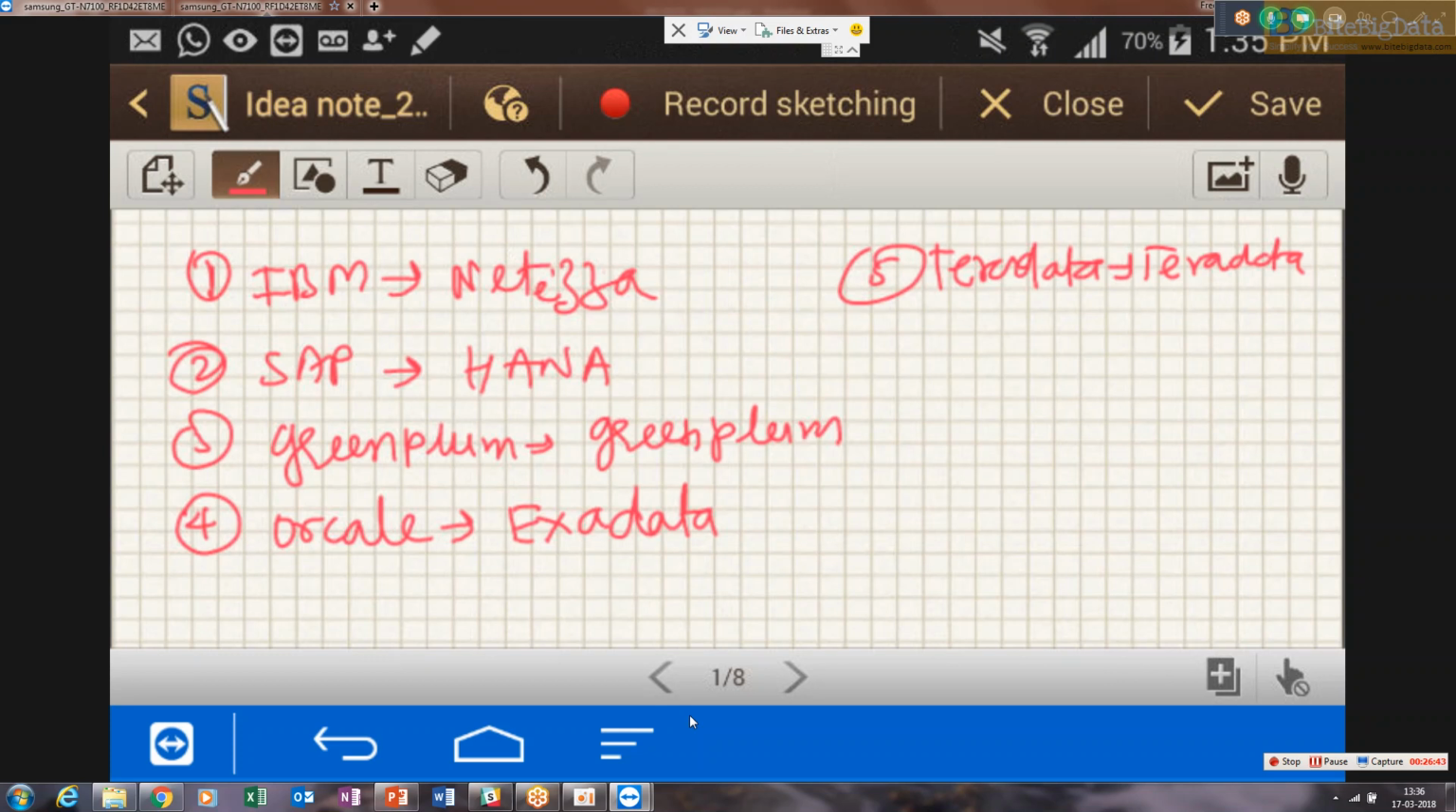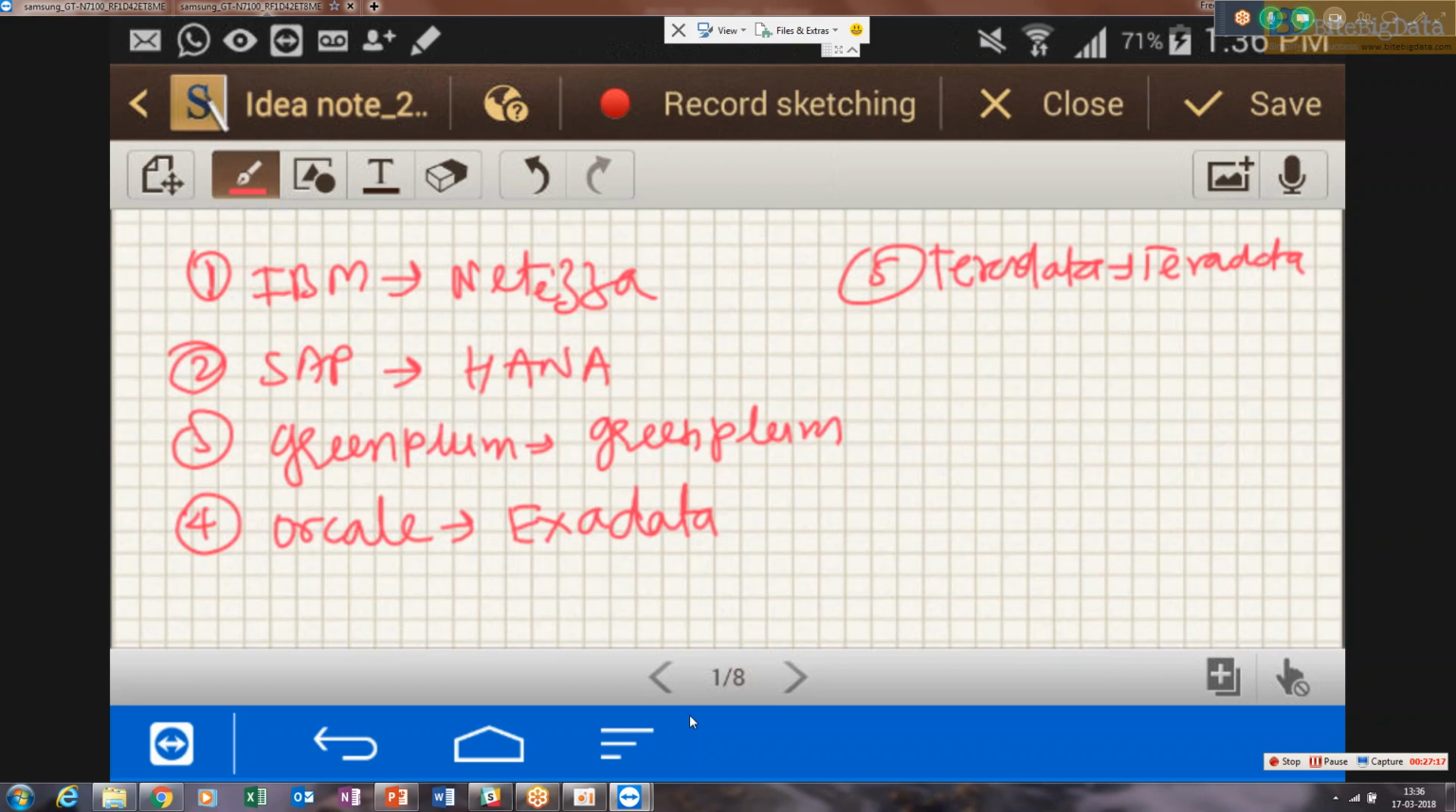Third comes Greenplum. Greenplum and Oracle Exadata are similar kinds of data warehousing solution providers. Fifth one is Teradata. Teradata itself is a company, and they had been advertising themselves as a data warehousing solution provider. Now they are advertising themselves as a big data solution provider.